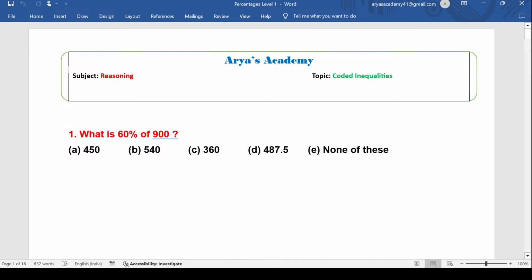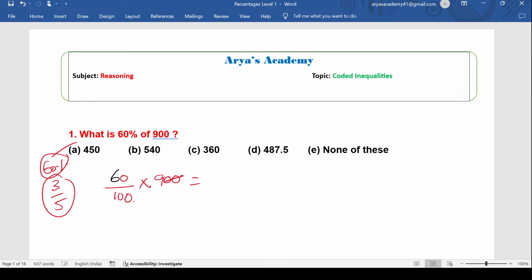Okay, let's see question number one. Question is, what is 60% of 900? This is a very straightforward question. I have already taught you how to do these sort of problems. A percent is nothing but 60 by 100. You can write it as 3 by 5 as well, because 60% is fractionally equal to 3 by 5, upon 900.